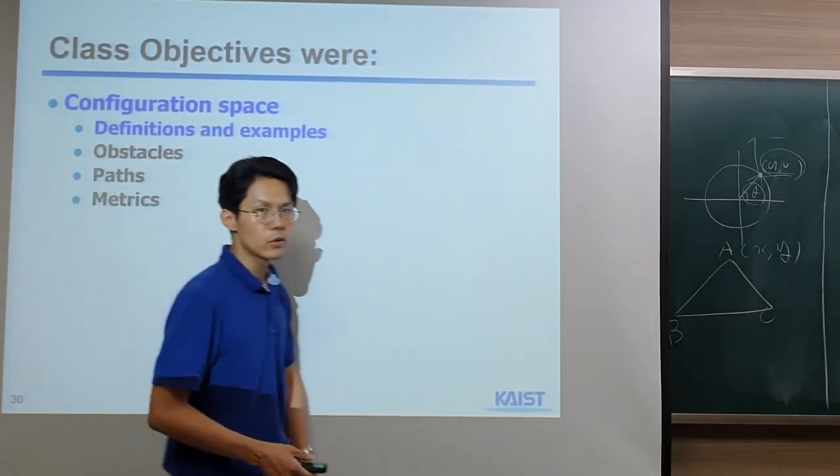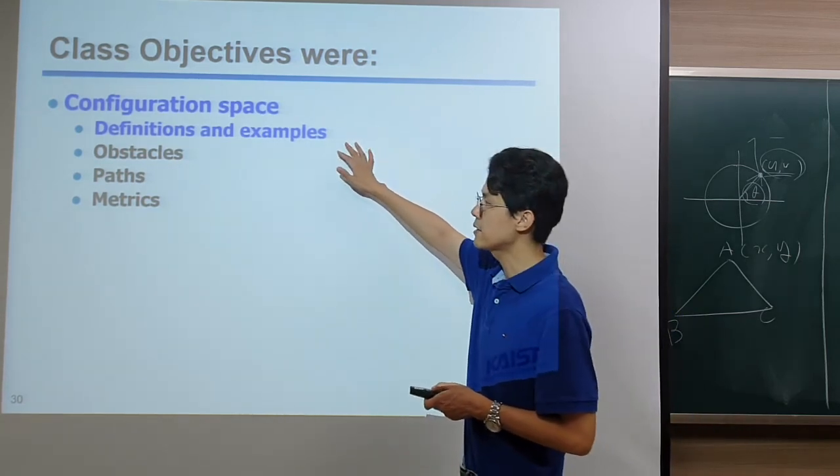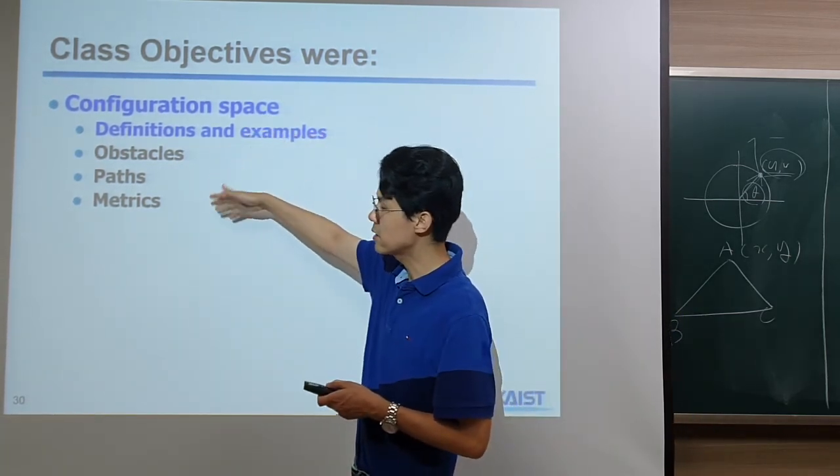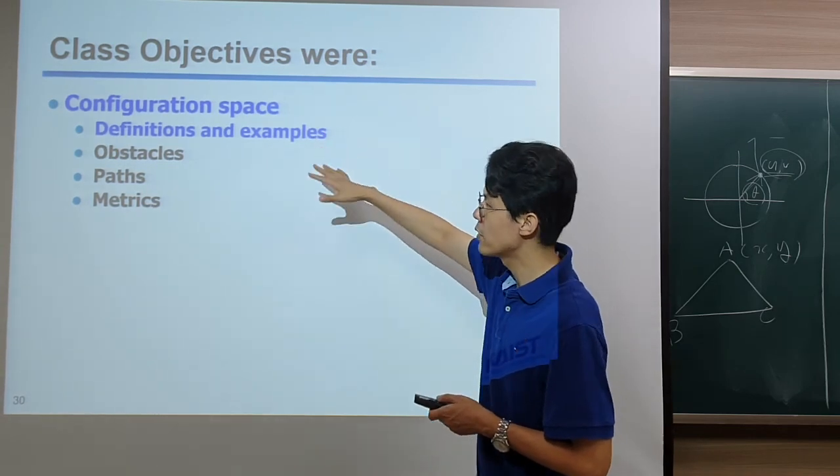Okay, so far I have talked about some of the definitions and examples of C-space. Next time I will talk about obstacle paths and some other metrics which are actually important and related to this C-space.